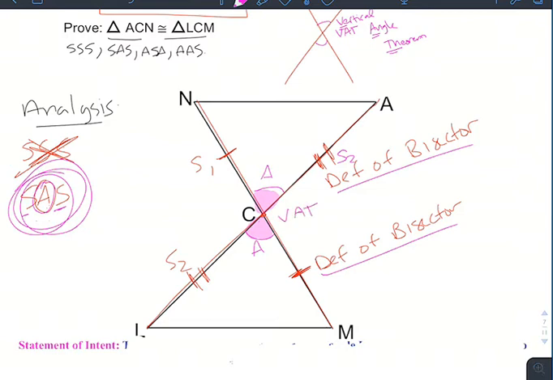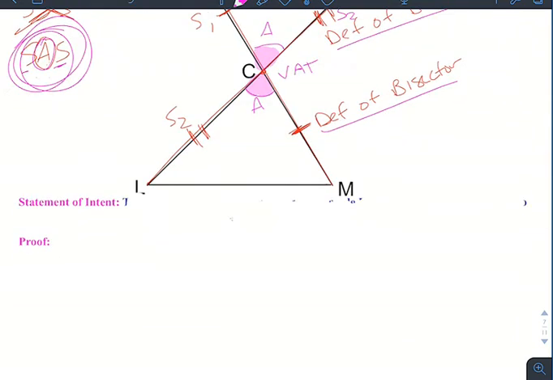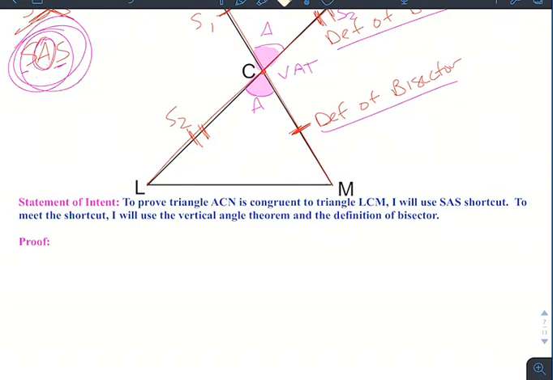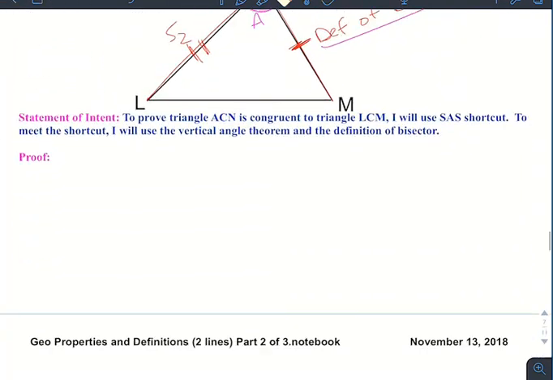Okay, and so let's get that statement of intent down. To prove the triangles are congruent, I'll use SAS. To meet the shortcut, I will use the vertical angle theorem and definition of bisector. Short, sweet, to the point. Let's write the proof.